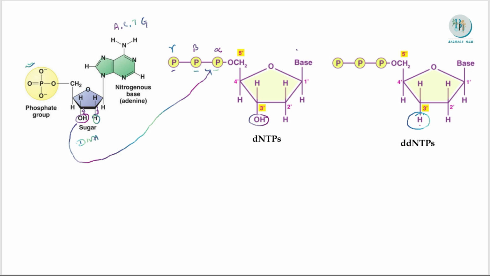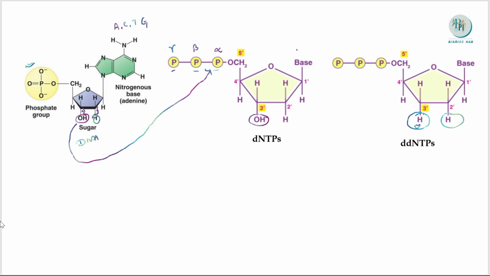Why is it known as ddNTP? Because at the 3' end it does not have an OH group, and at the 2' end it also does not have an OH group. That is the reason it is known as dideoxynucleotides. This was the major difference between dNTPs and ddNTPs. What is present in dNTPs? An OH group is present at the 3' end. But in ddNTPs, no OH group is present at the 3' end, only the hydrogen. That is the reason it cannot form a phosphodiester bond with the upcoming nucleotide.